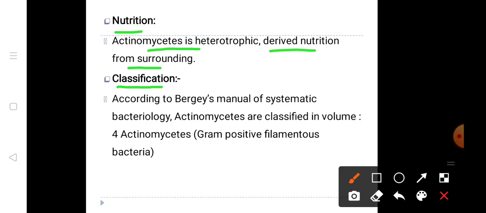If we talk about the classification, according to Bergey's Manual of Systematic Bacteriology, actinomycetes are classified in Volume 4, which is named Actinomycetes. In that, they have mentioned the gram-positive filamentous bacteria, that is, the actinomycetes.